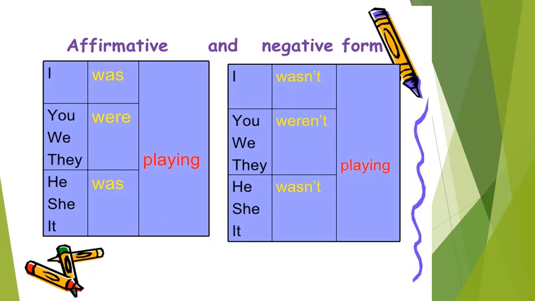So if you observe the affirmative form, we don't use not, but in the negative form, we use not. So was becomes wasn't or was not, and were becomes weren't or were not.